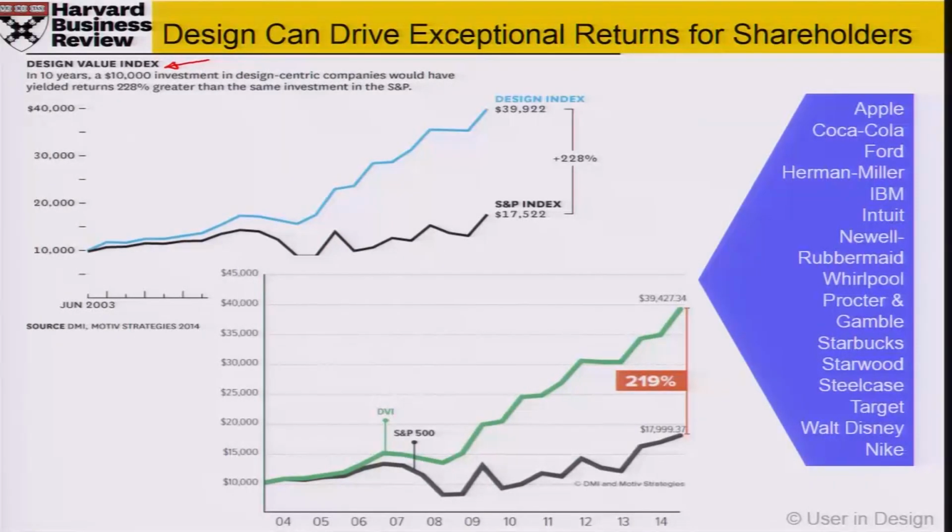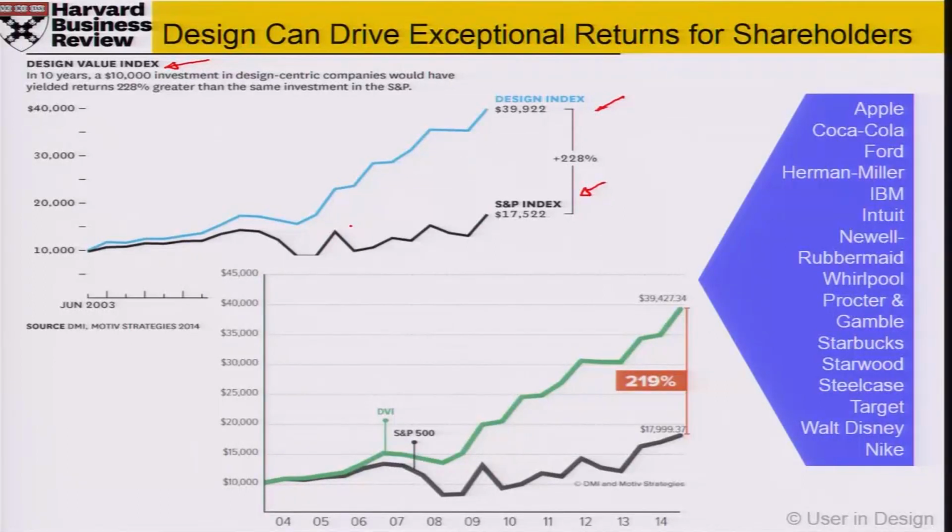So, what they find is a jump in the design value index, which was mapped by Motive Strategies about a year back, while working in collaboration with a design management institute in the US. Basically, they found that over 10 years, a $10,000 investment in design centric companies would have yielded returns 228% greater than the same investment in the general market. So, it is design which drives the business. It is very clear from that study.